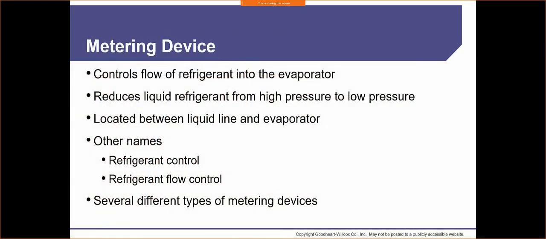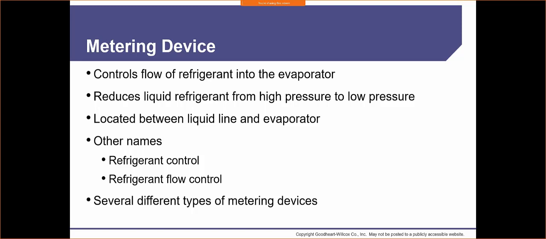So a metering device controls the flow of refrigerant into the evaporator, okay? It reduces liquid refrigerant from a high pressure to a low pressure, and it's located between the liquid line and the evaporator. Just a couple other names: refrigerant control, refrigerant flow control. Never heard of those, to be honest.